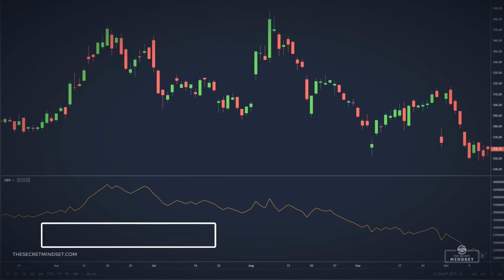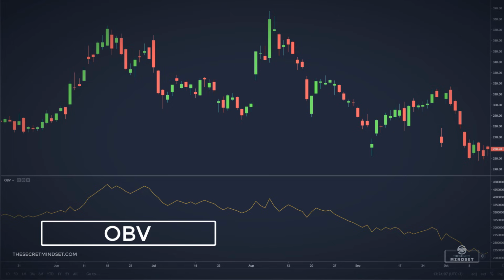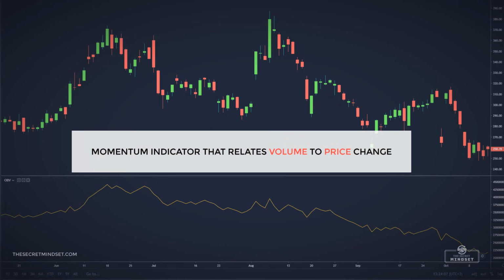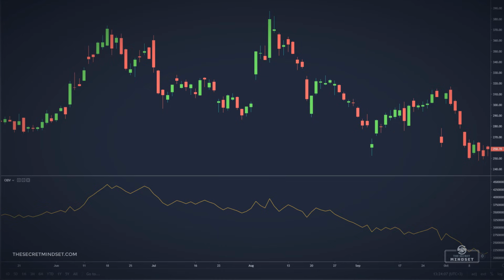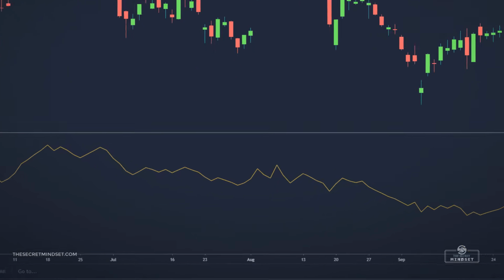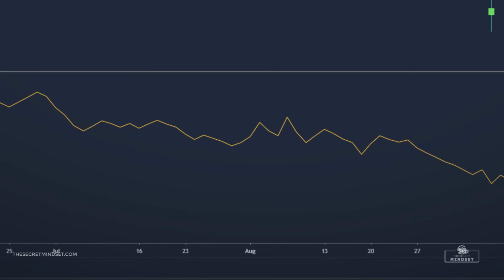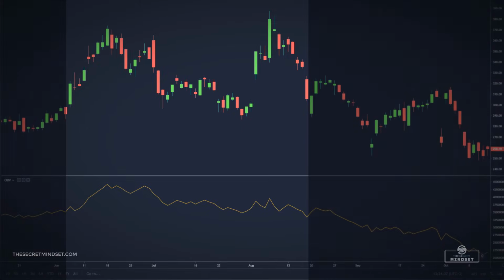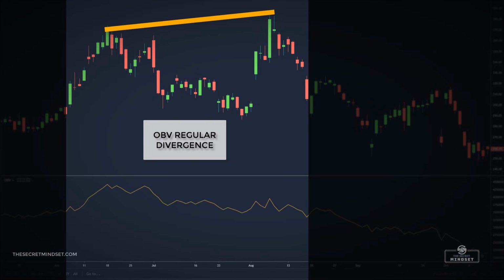Another useful tool for spotting divergences is the OBV. The on-balance volume is a momentum indicator that relates volume to price change. The OBV shows if the market volume is flowing into or out of a security or a stock. Divergences occur when the price movement is not confirmed by the OBV. I use the OBV mainly for regular divergences. In this example, we have the market making higher highs and higher lows, but the OBV signaling the end of the trend.